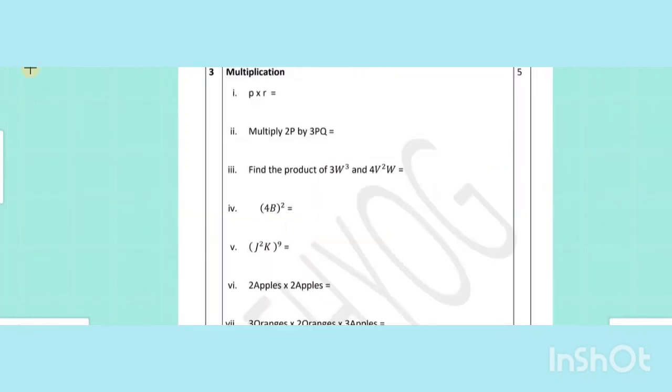In question number 3, part 1, p times r is pr, 2 times 3 is 6 and p times p is p square times q, 6p square q. Part 3, 3 times 4 is 12. Now v square is not multiplying with anything, so we put it, and w cube times w to the power 1, so we will add up the powers, w to the power 4.